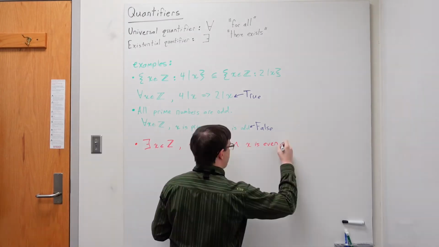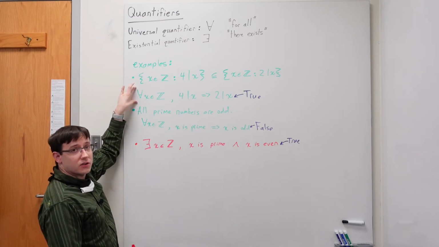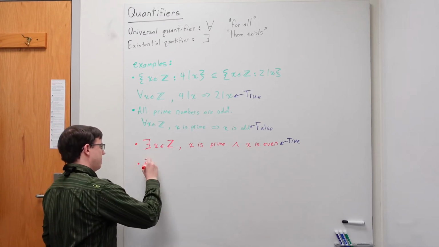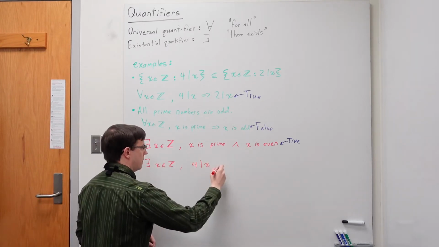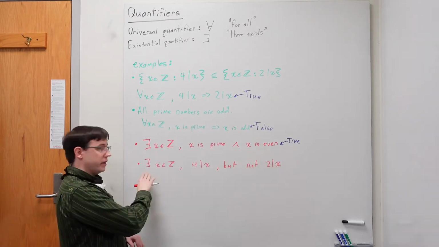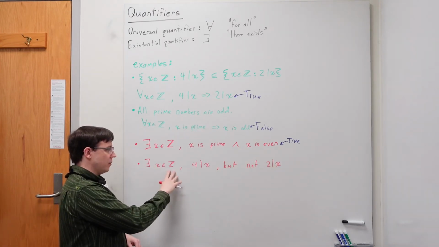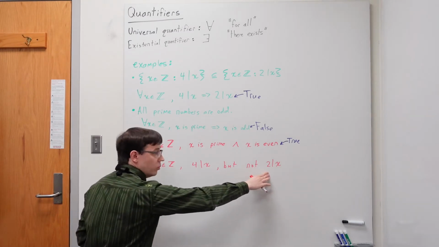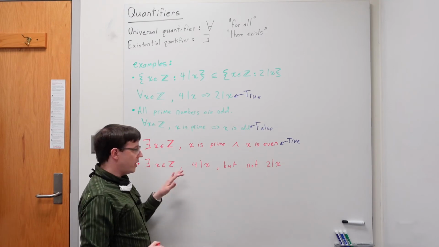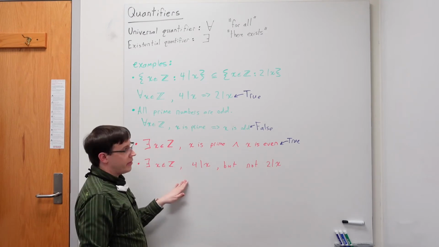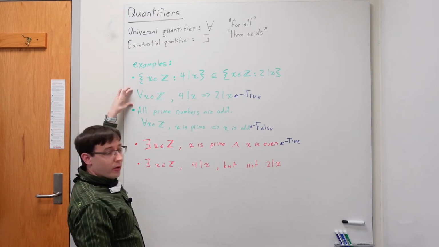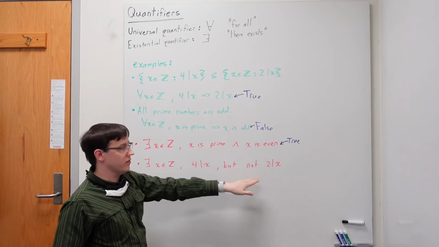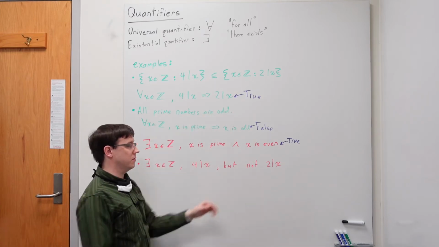We can also state with an existential quantifier what it would mean to have a counterexample to this first claim. Here we're saying there exists some integer x such that 4 divides x, but 2 does not divide x. But this statement is claiming that there is a counterexample to our statement up here. And so if this statement is true, there must be no counterexample, and this statement must be false.